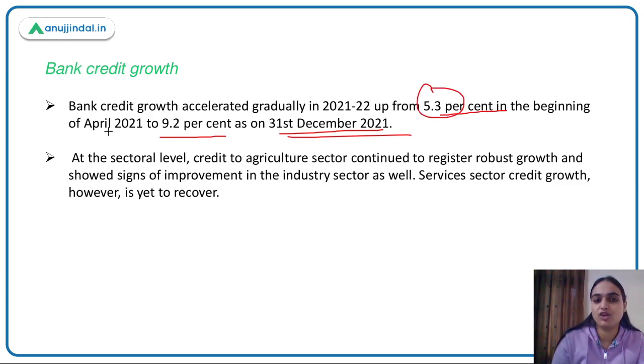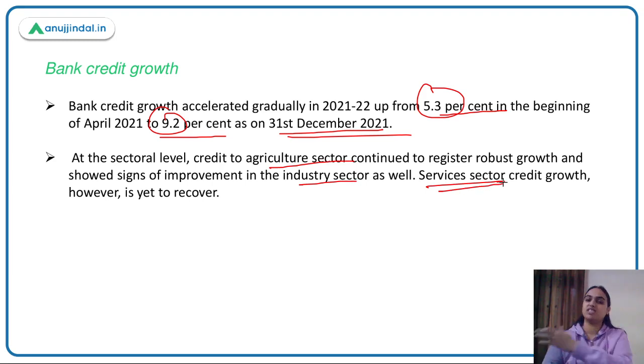So, we have seen an increase in the bank credit growth, and the major increase is in the agriculture sector as well as the industrial sector, which has shown improvements, but the service sector is yet to revive. Service sector mein credit growth bahut achhi nahi hui hai. There is a need to recover more.